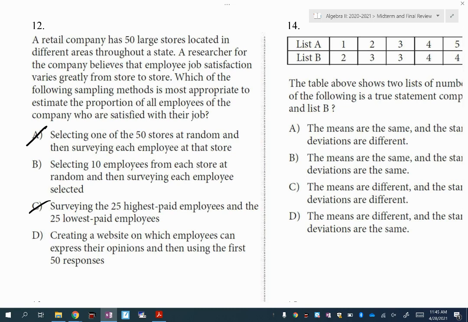And then creating a website on which employees express their opinions using the first 50 responses. Well, you can probably imagine the first 50 people that are going to give their feedback are probably people who really love their job or really hate their job. So it's not really going to be a representation of the sentiment for everyone. So the way to do this is to go to every store and select 10 employees from each store at random. Okay? That's how you get a random sample from each store.